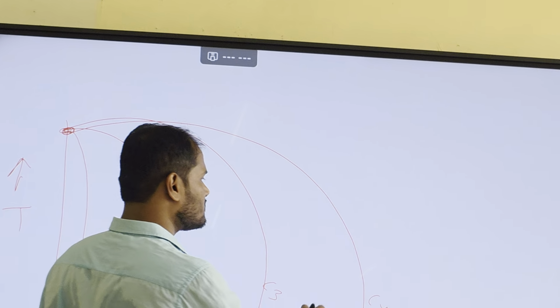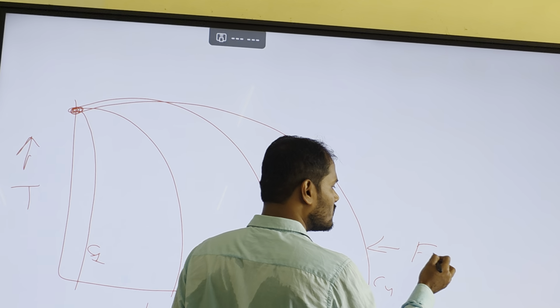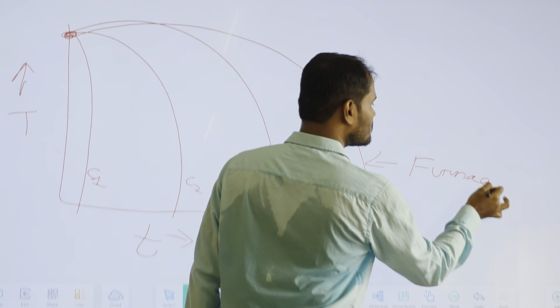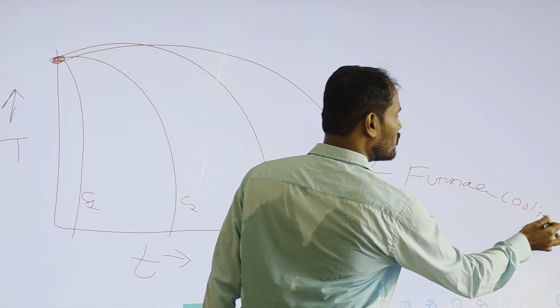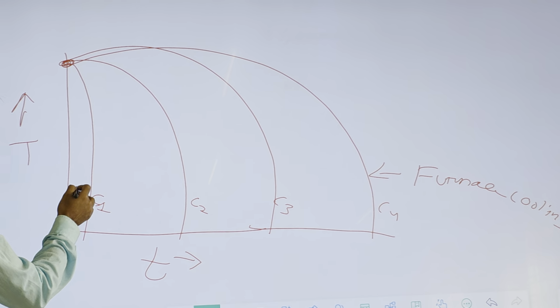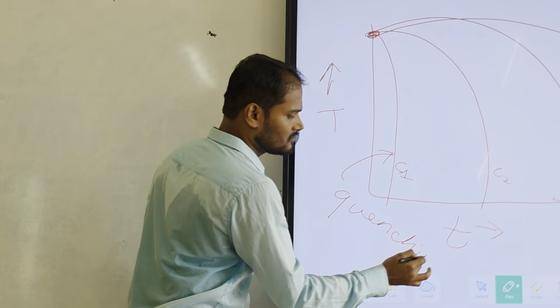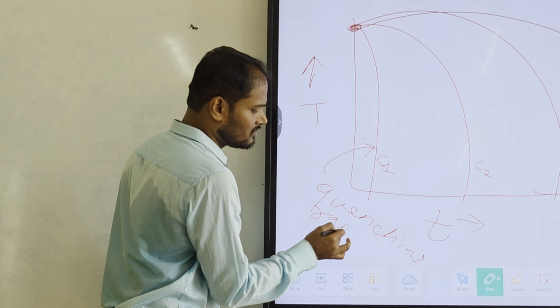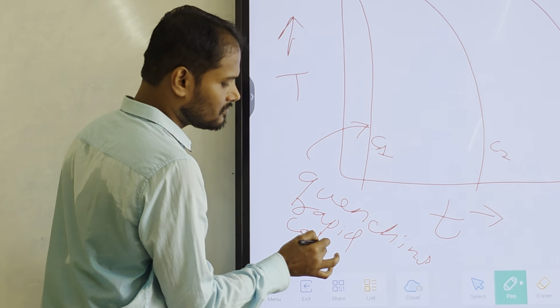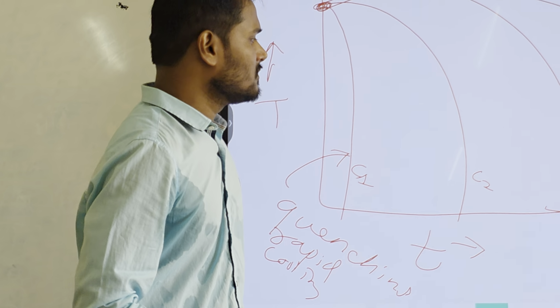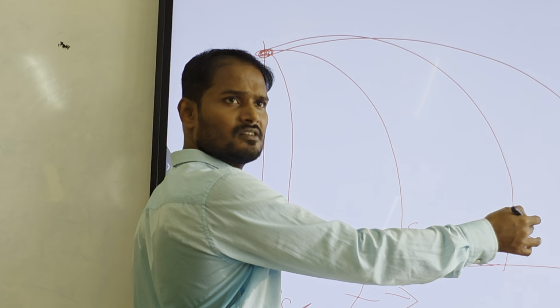You can imagine this is kind of furnace cooling. And you can imagine this one is rapid cooling, whatever. And these are intermediate cooling. Right?